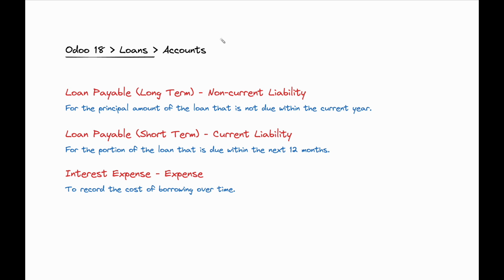Our short-term liability account, the loan payable short-term, is going to be a current liability that holds the value that's due within the next 12 months. Then we're going to have our interest expense account, which is going to show us the cost of borrowing over time. Now the system is going to automatically take care of all these journal entries for us. So let's go ahead and look at the journal entries that get created.